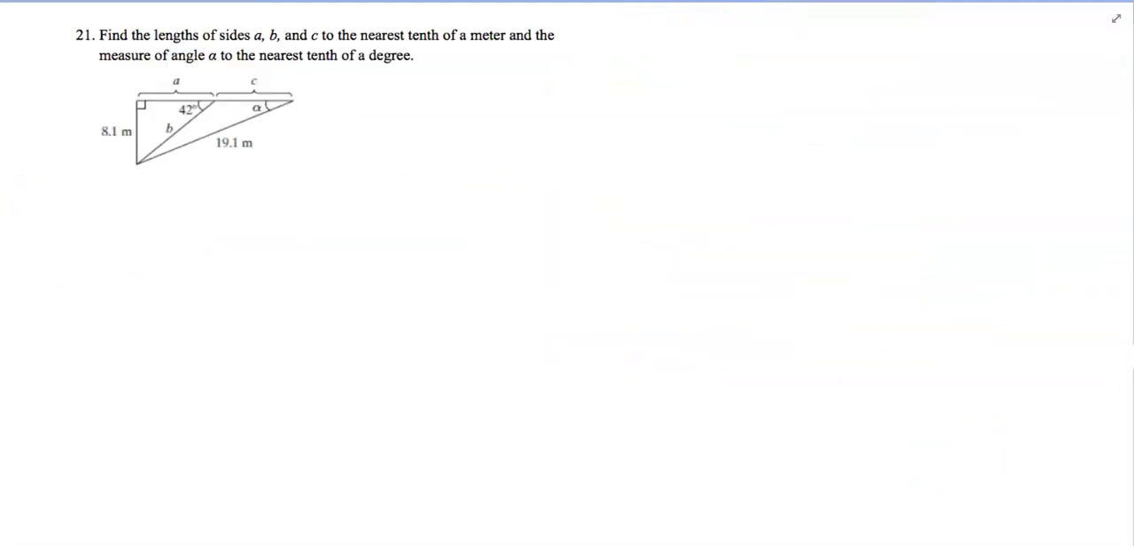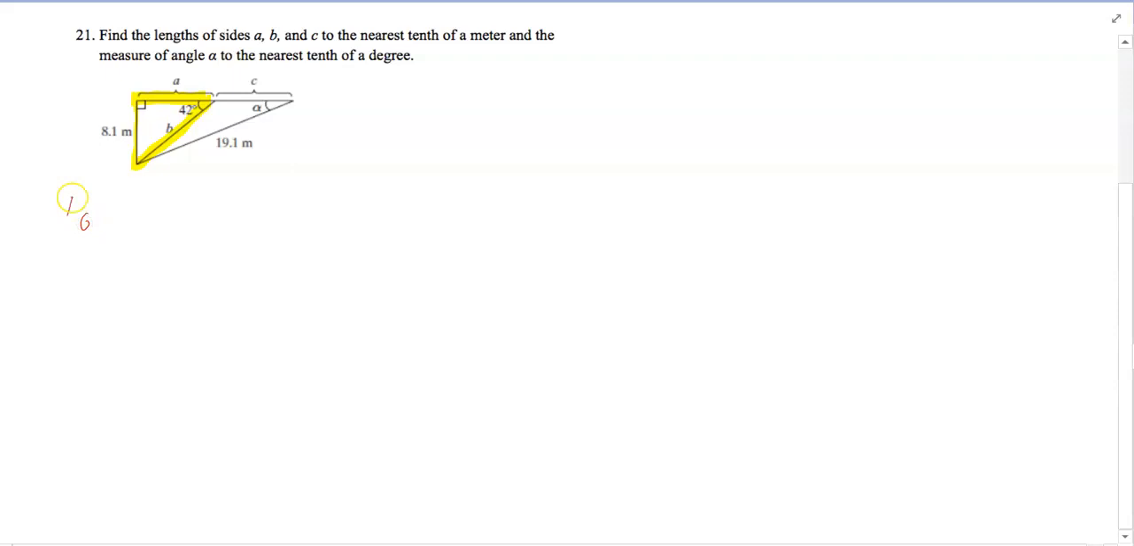Let's look at number 21. Find the sides A, B, and C to the nearest tenth of a meter and the measure of the angle alpha to the nearest tenth of a degree. Okay, so let us start by trying to find A. To find A, we look at this triangle right here. In this triangle, we have 8.1, we have 42 degrees, and we have A. 42 degrees is opposite to 8.1, and A is adjacent to that 42 degrees.